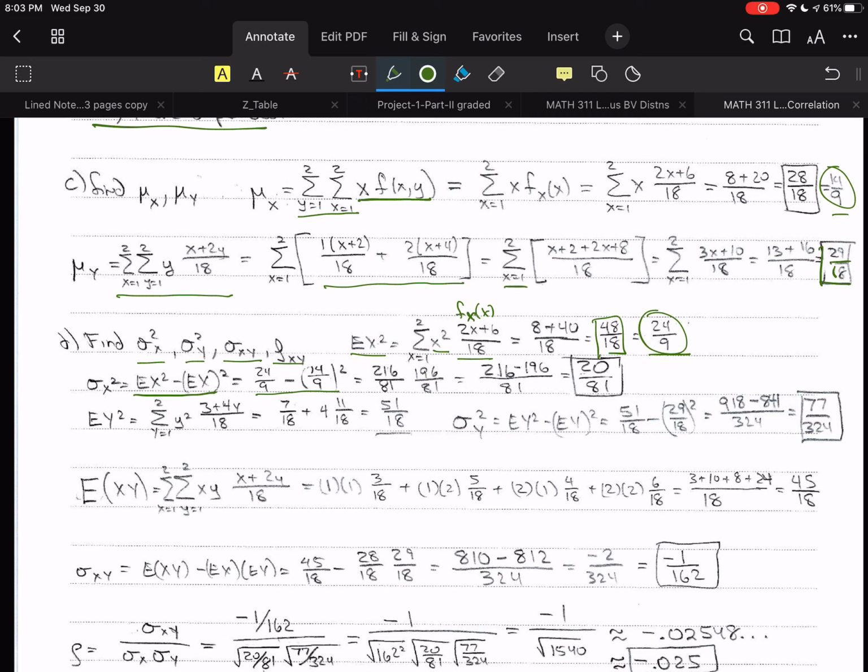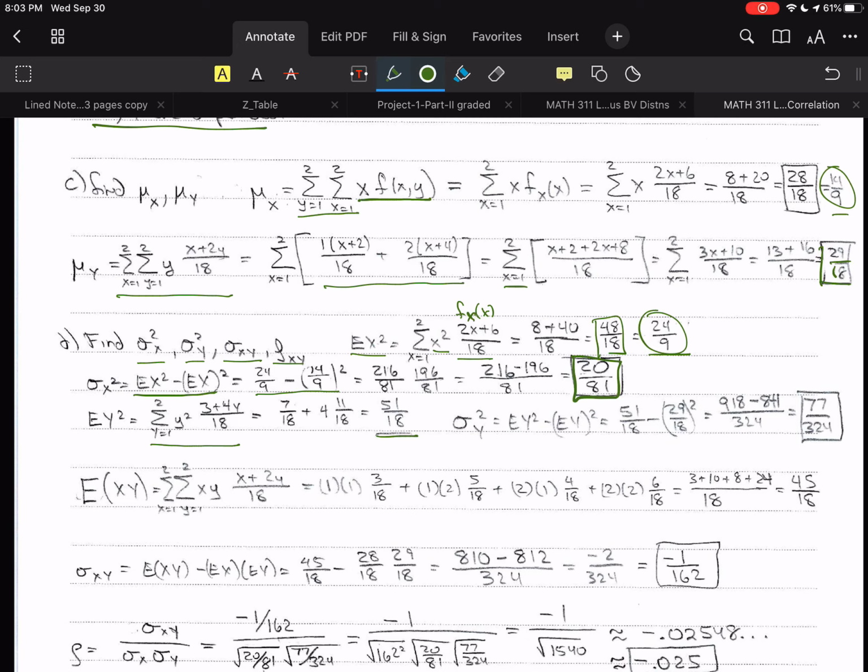So in that case, I often will reduce the fractions so that I don't have such large numbers to work with. And here we end up with 20 over 81. Same for E of Y squared. I could have used the marginal, but instead I did use the marginal sum of y squared times f of y, and we ended up with 51 over 18.